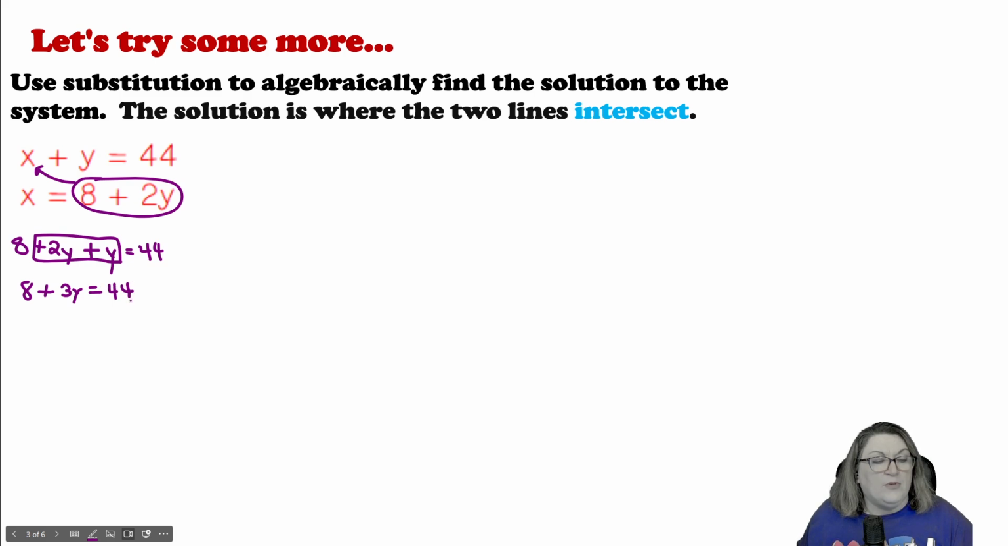I have two numbers here I need to cancel out somehow and get my y by itself. And the first number I'm going to cancel, that's a y there, just looks weird, is this 8. What's going to zero it out? Minus 8 on both sides.